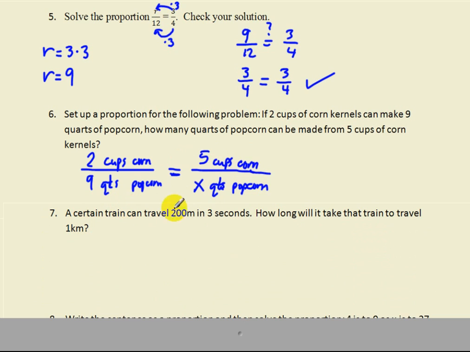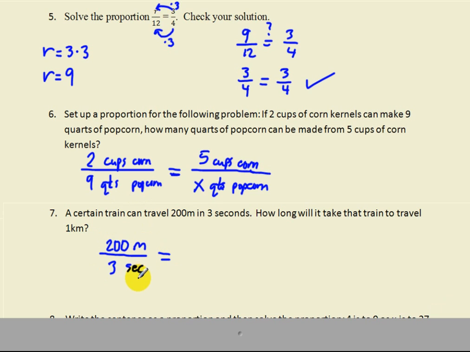Number 7, a certain train can travel 200 meters in 3 seconds. How long will it take that train to travel 1 kilometer? So set up our first ratio, the one that we know. 200 meters takes 3 seconds. And this is going to be equal to, and now look at our units.